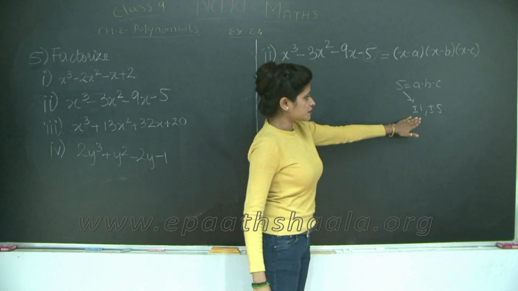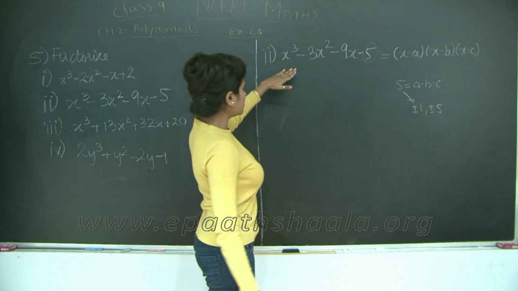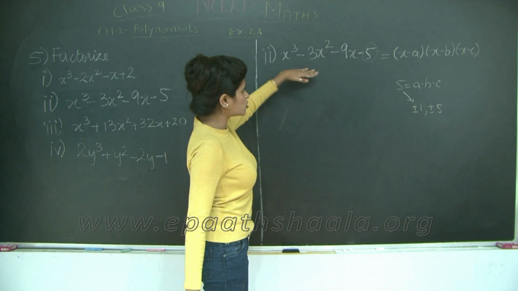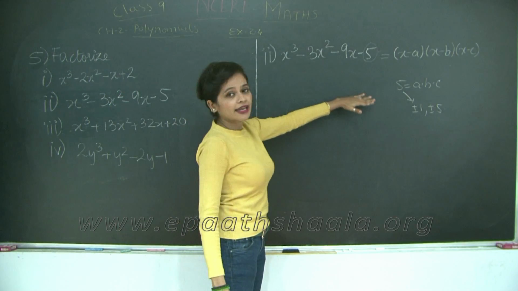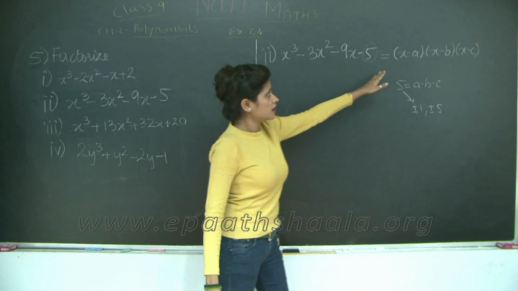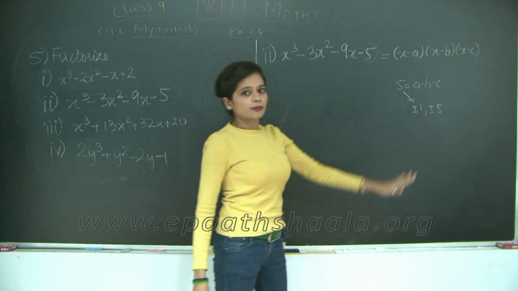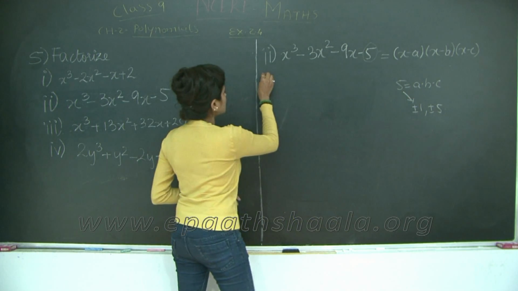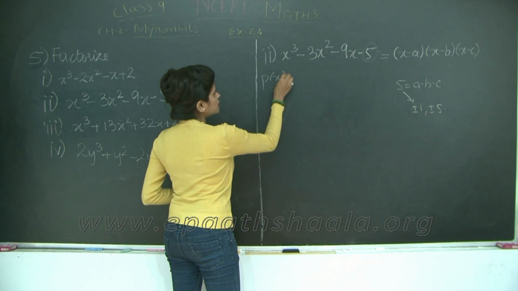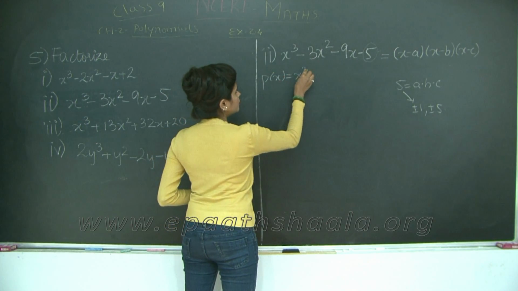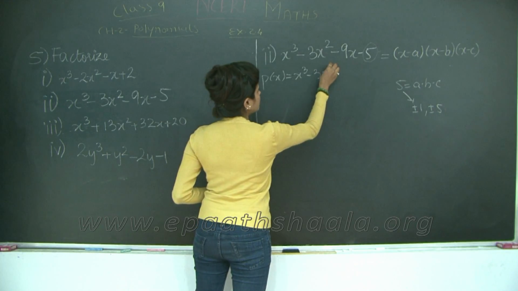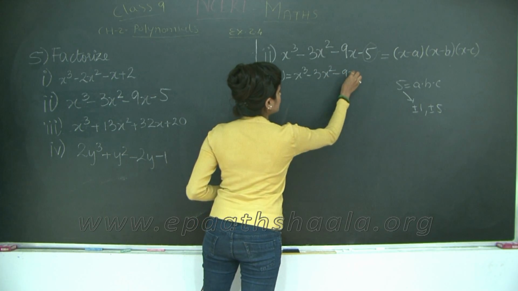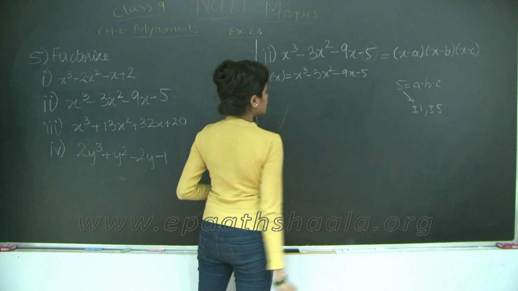So we are going to substitute plus or minus 1 in place of x and find if we are getting 0. If you get 0, then we'll substitute it here and that will be the factor, right? So let me just rename the polynomial first. Px is equal to x cube minus 3x square minus 9x minus 5, right?